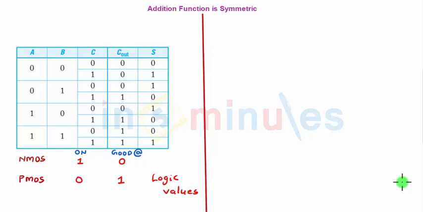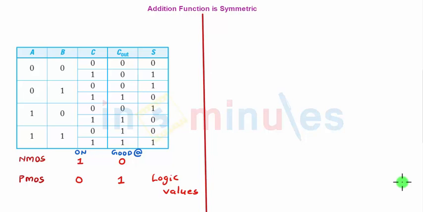The agenda of this clip is to understand that the addition function is symmetric. This is very important because if we understand that addition is a symmetric function, we'll understand that the pull up and the pull down circuits at the transistor level for a 1-bit full adder would be exactly the same. I'll explain this in detail as we go ahead in this clip.